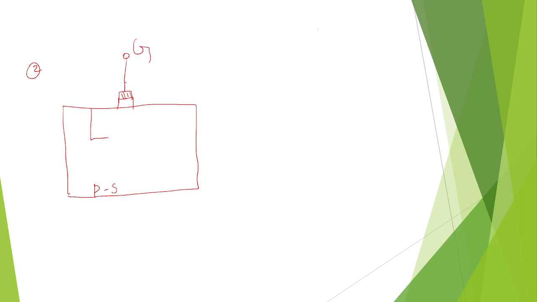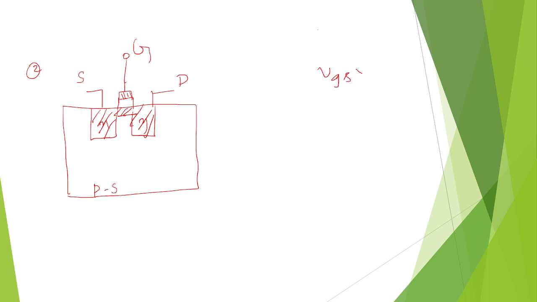Coming to the second case, the same thing. We take one substrate, either P or N. If you take a P substrate, to design the gate terminal, deposit the polysilicon material, named as gate. To design the source terminal, diffuse the electrons, and to design the drain terminal, diffuse the electrons here. This is the second case I will explain. Anyhow, the channel is already established between source and drain.